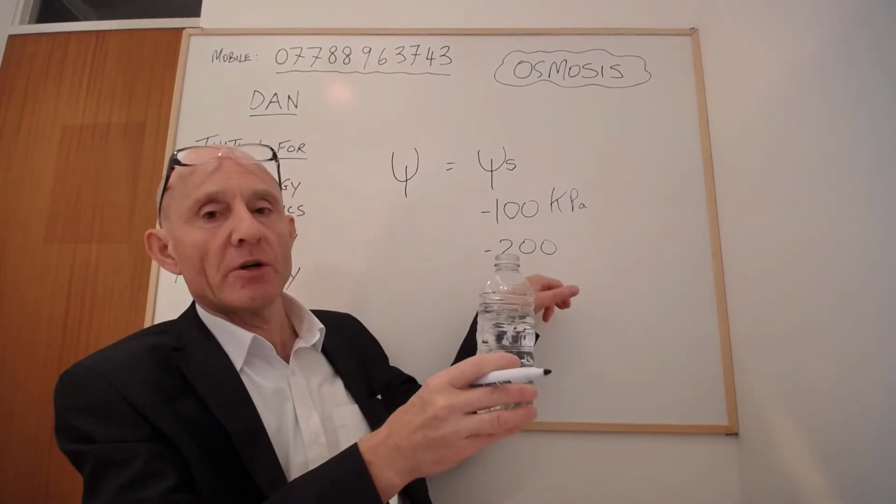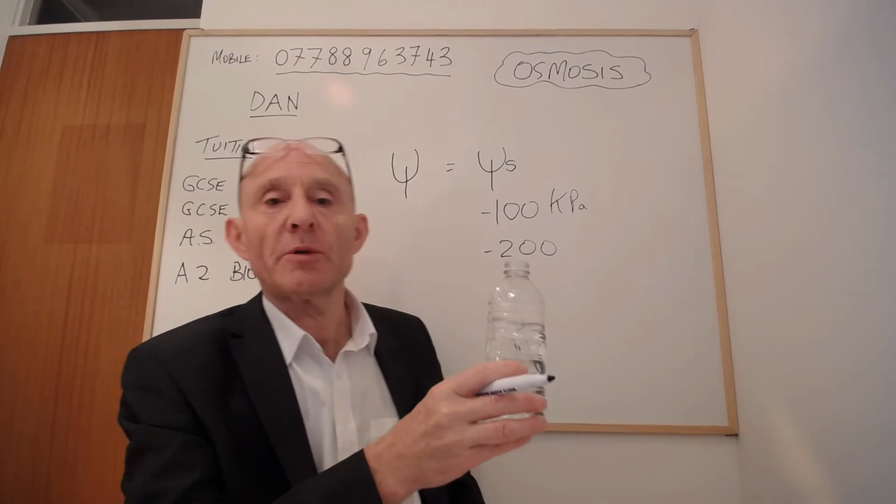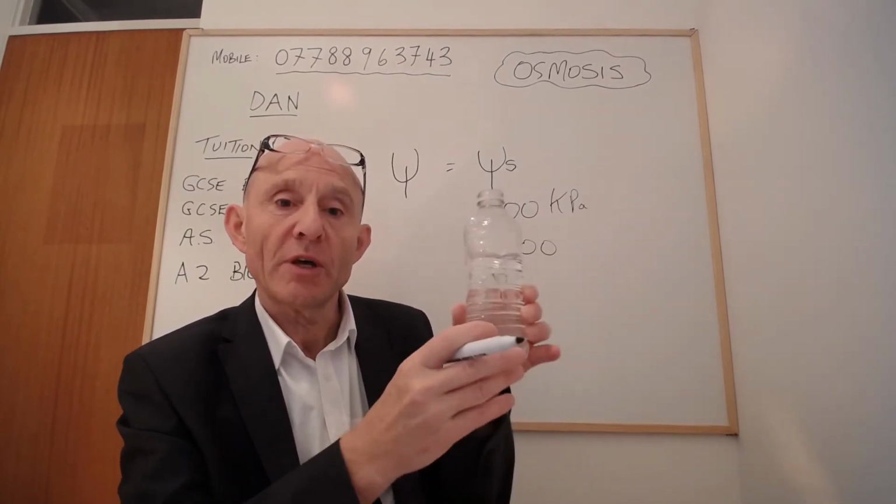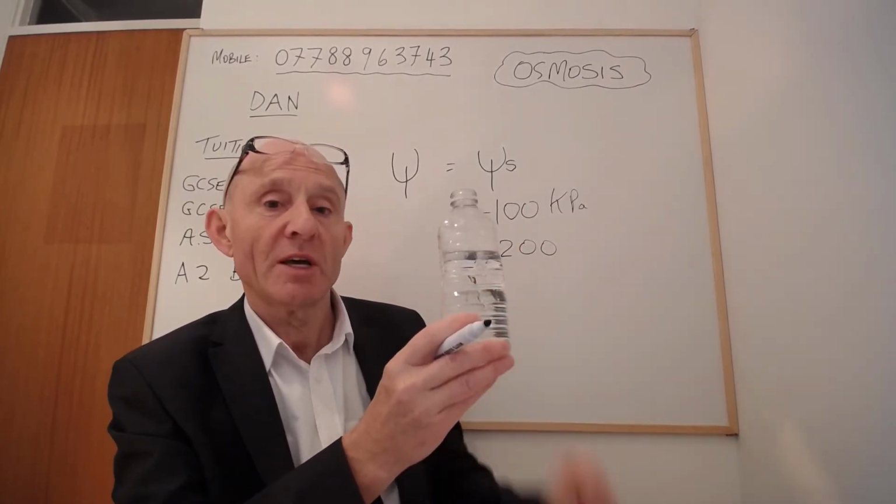So if you knew, for example, the solute potential is minus 500, then that's the water potential. And this is a rule for liquids and solutions. Notice we haven't talked about cells as yet at all.